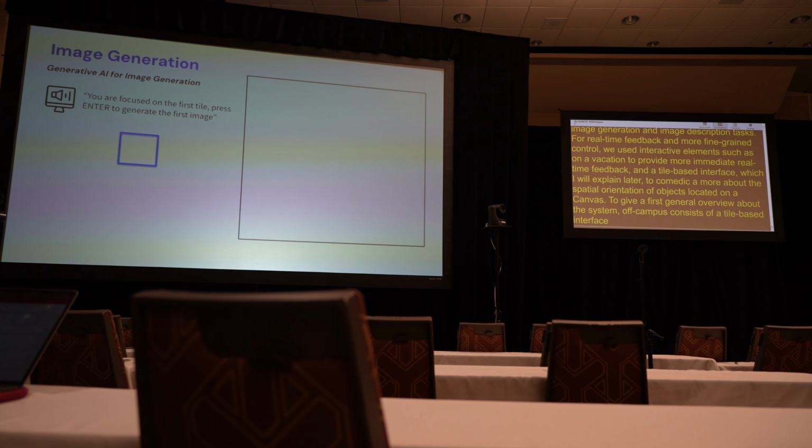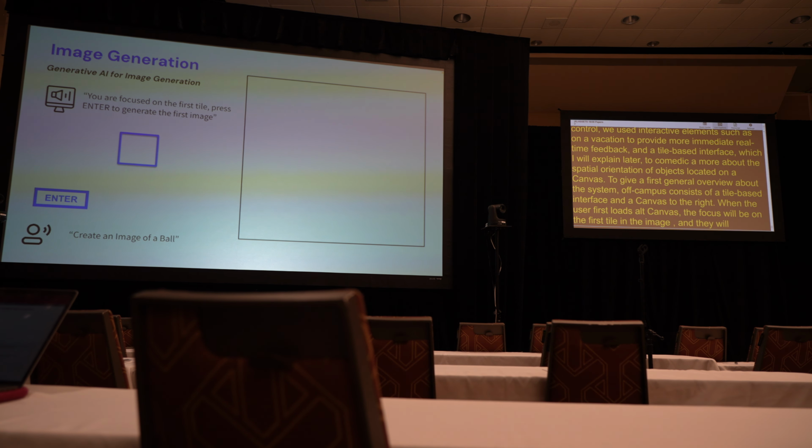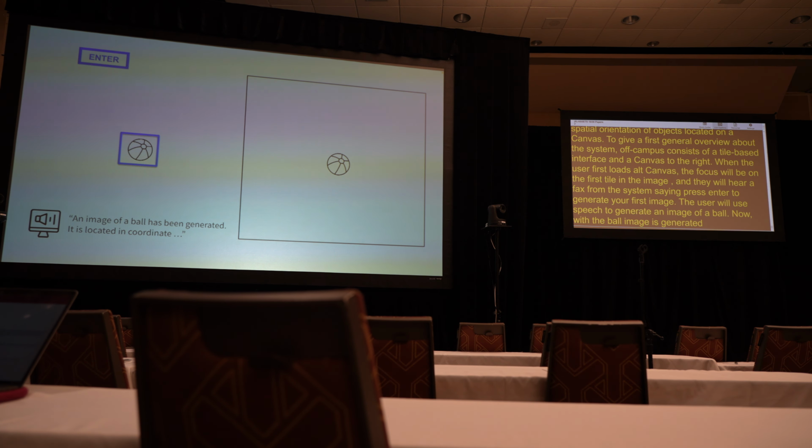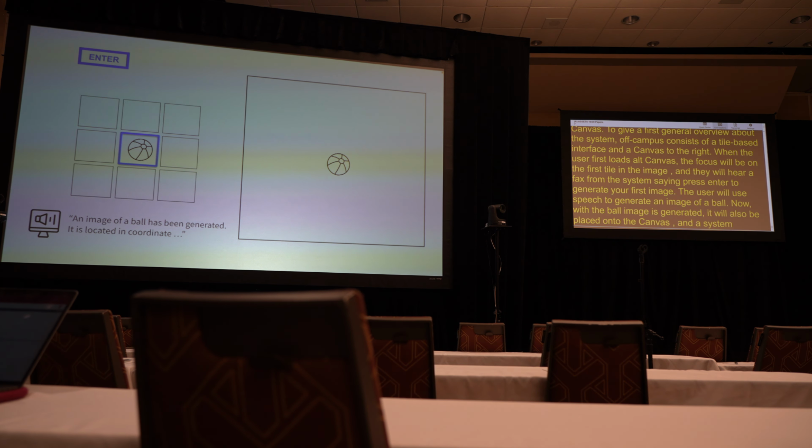When the user first loads AltCanvas, their focus will be on the first tile, and they will hear feedback from the system saying press enter to generate your first image. The user will use speech to, let's say, generate an image of a ball. Once the ball image is generated, it will be placed onto the canvas, and a system message will read the description of the object that has been generated and where it's located, and at the same time, it will show 8 new tile blocks where the user can potentially navigate to create more images.